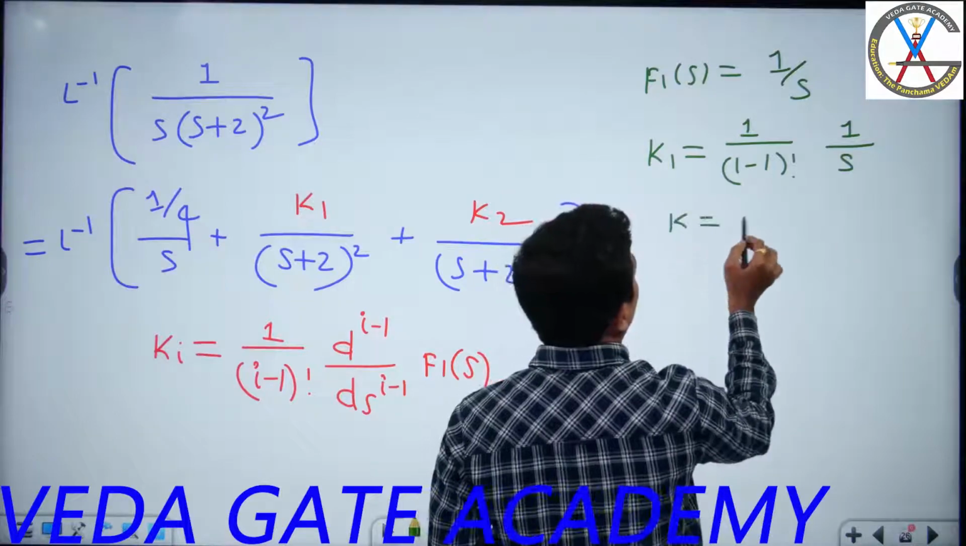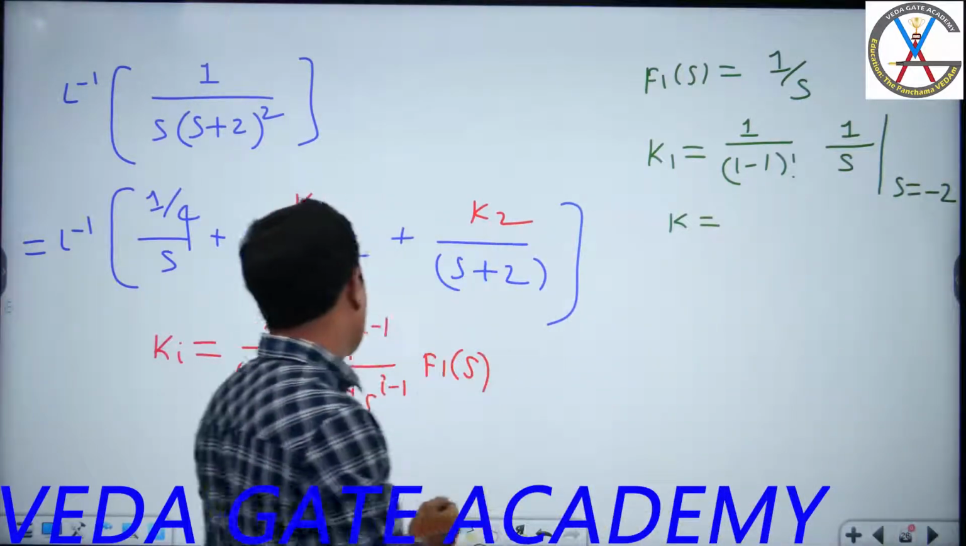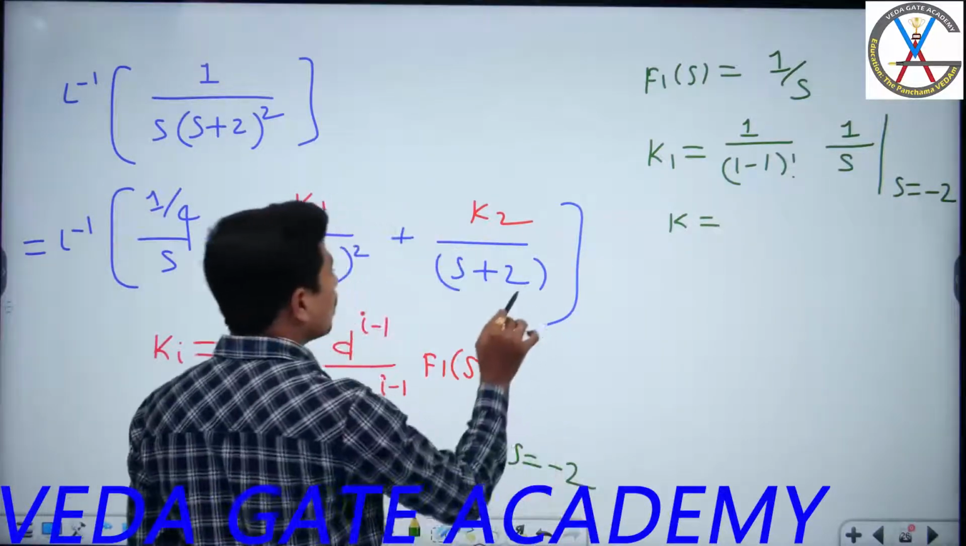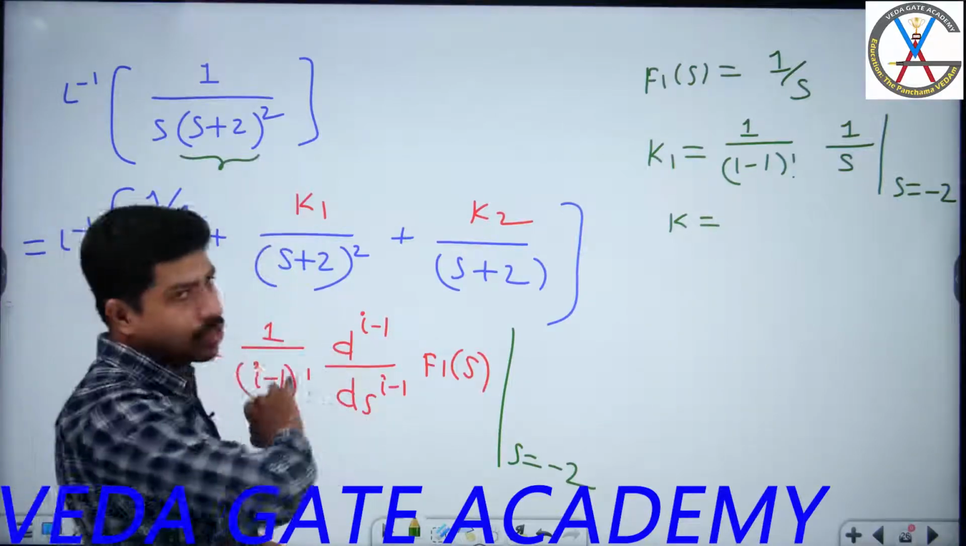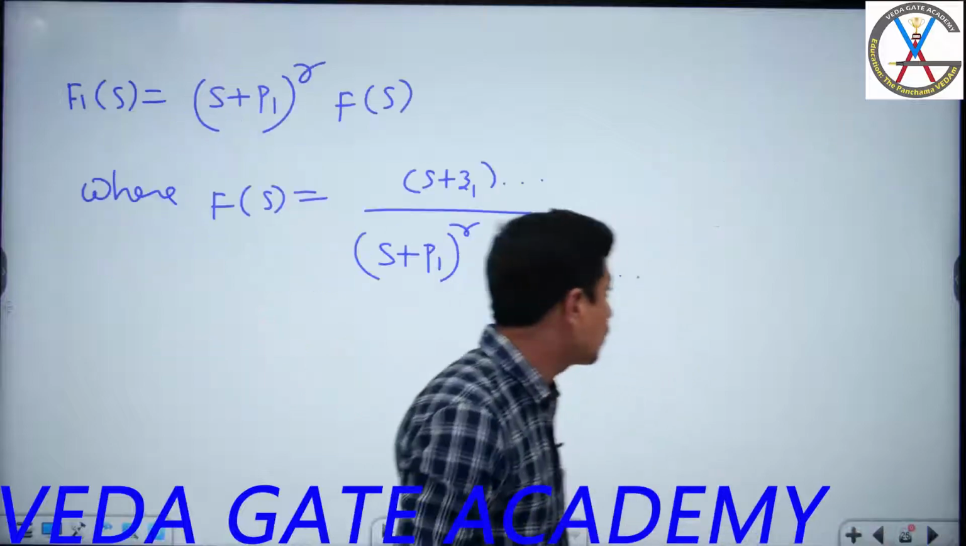How much are we going to get? At s is equal to minus 2, that we should not forget. At s is equal to minus 2, because this one is to be equated to 0 to get s is equal to minus p. (s plus p1) we wrote previously, if you observe.